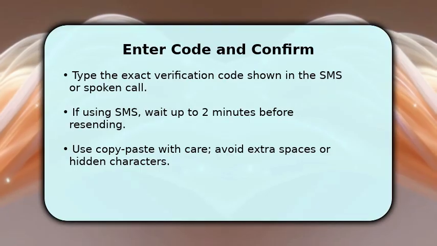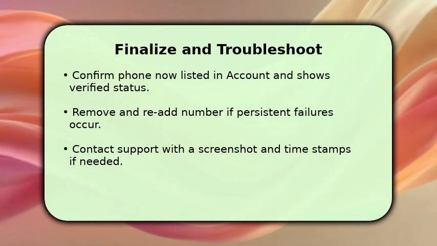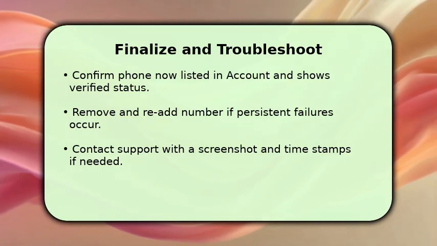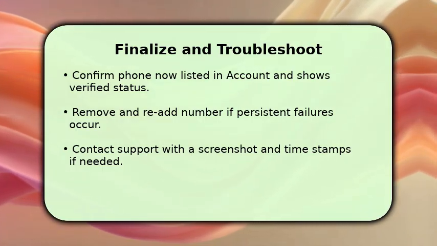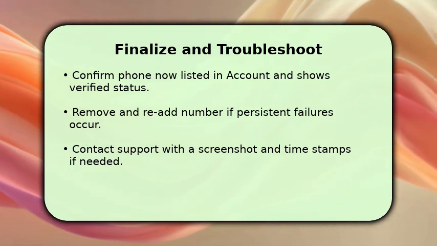You finish by checking that the phone field and account shows verified. This completes two-way validation and secures recovery options. If verification still fails, remove the number, restart the app, and re-add it. Many transient issues clear that way.